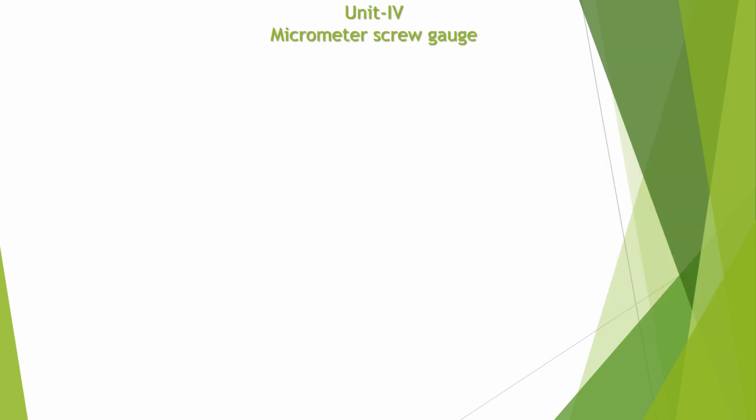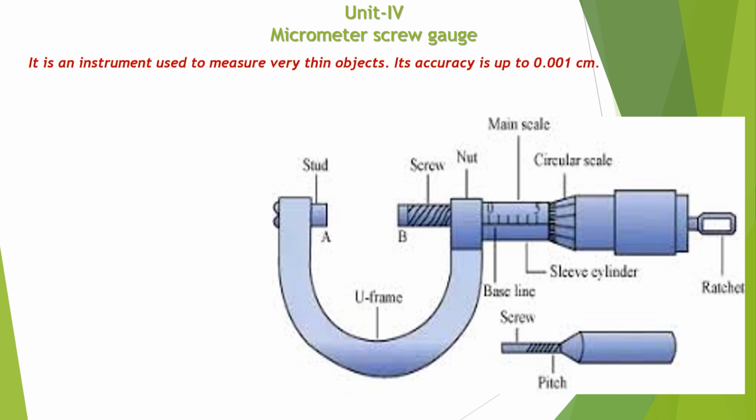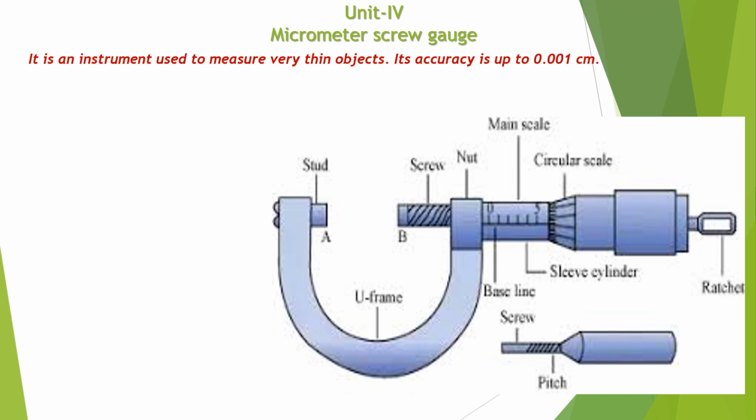So in this we are going to discuss the Micrometre Screw Gauge. So here is the picture and its different parts of the Micrometre Screw Gauge. It is an instrument used to measure very thin objects, and its accuracy is up to 0.01 centimeter, and it is commonly called the Micrometre Screw Gauge. So we will discuss the different parts one by one.